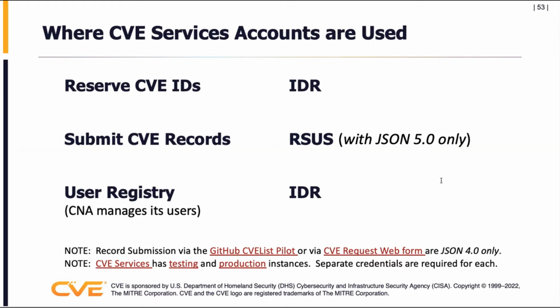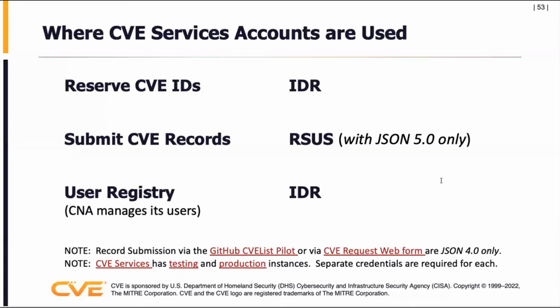Talks about record submission through the GitHub pilot during the transition phase will still be available, only JSON 4, but we have a link here for you if you need it. Also, of course, especially for smaller CNAs that may only submit a couple CVEs a year, we would still love you to use the automated services. But if that's difficult for you, you'll always have the option of the web form. Right now, only JSON 4.